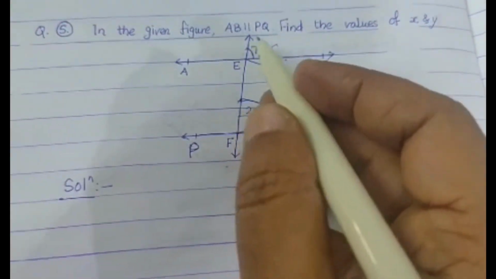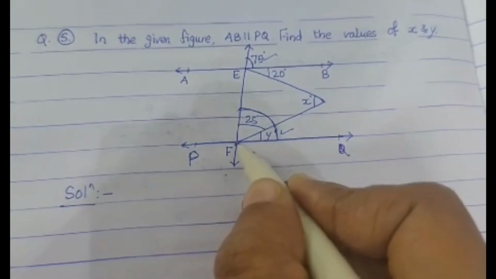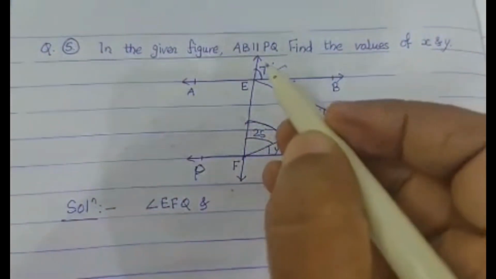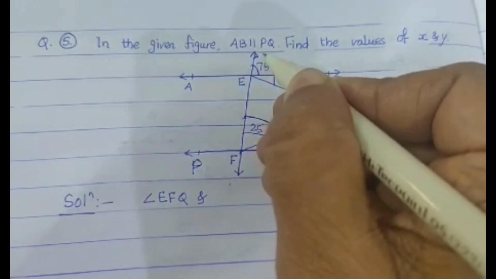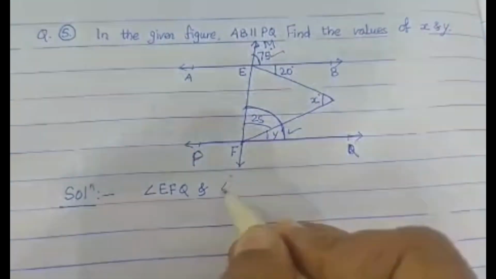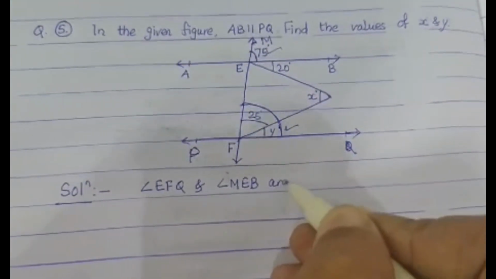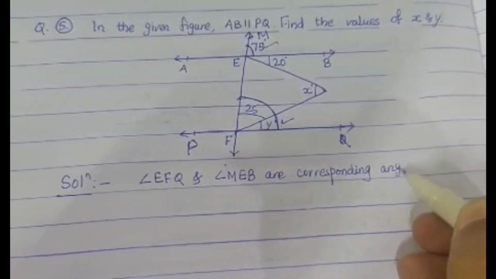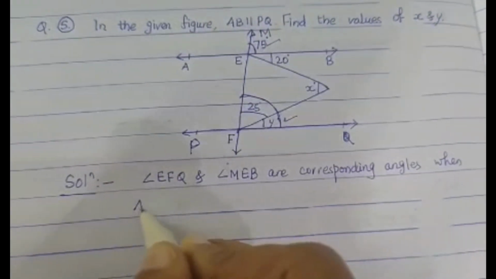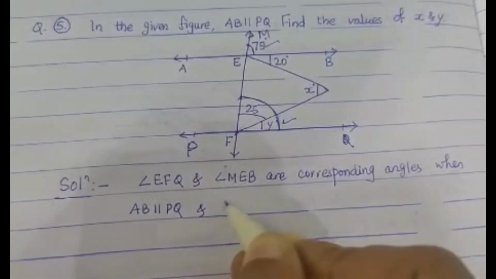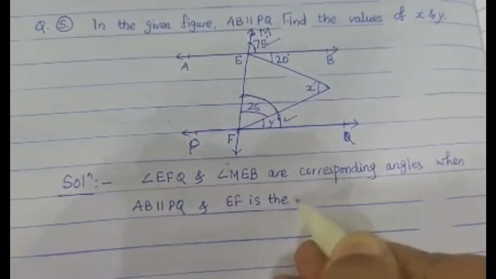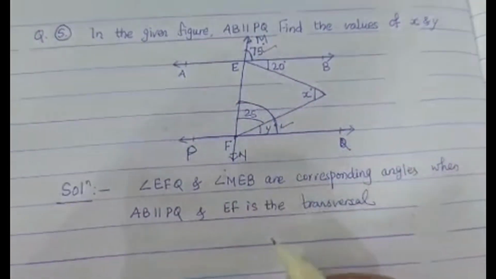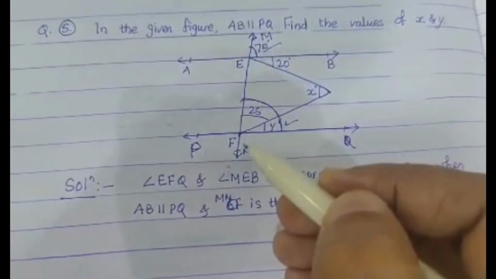That means, let us write, this angle EFQ and this one, let us write it here, M, angle MEB are corresponding angles when AB is parallel to PQ, and EF is the transversal, or better, you write it MN is the transversal. Okay, MN is the transversal.